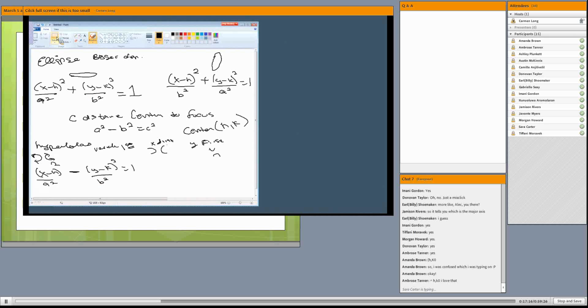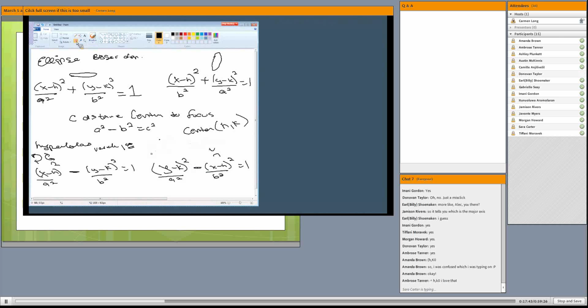And the other one is y minus k. Now notice k and y always go together, and it's still minus. X and h always go together. It equals 1. And it still has an a squared and a b squared. This is the one that opens up and down, as the y is first.